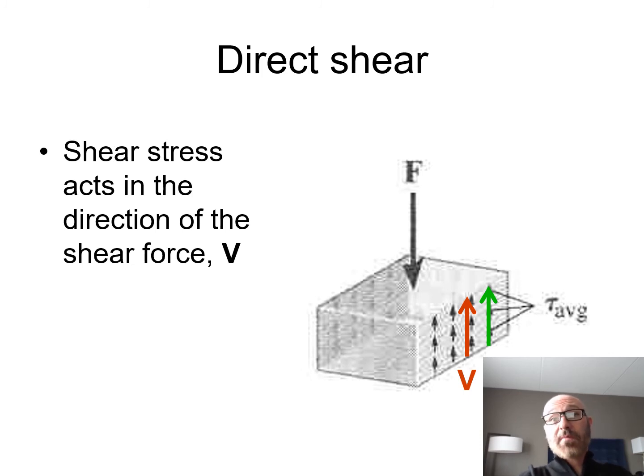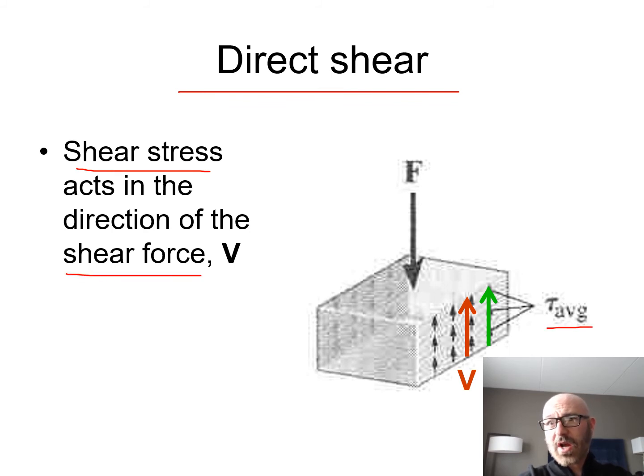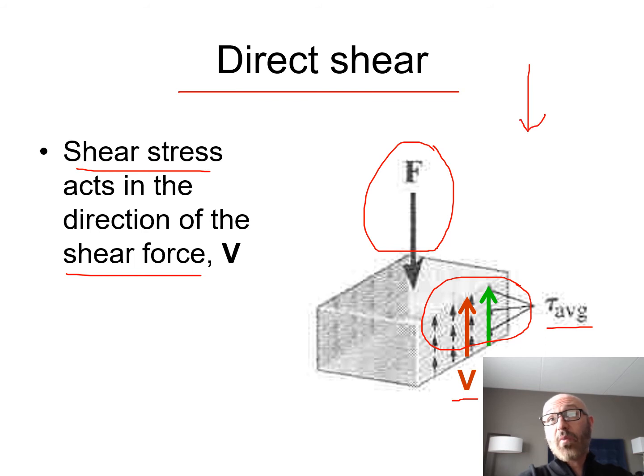So this brings us back to direct shear. Shear stress acts in the direction of the shear force. If we look at that there, there's our shear stress, our tau average, and there's our shear right there. This is acting in the same direction, and both of those act in the opposite direction to our applied load F. So again, if we call y positive going down, then F would have a positive value, and our shear stress and shear would both have negative values.